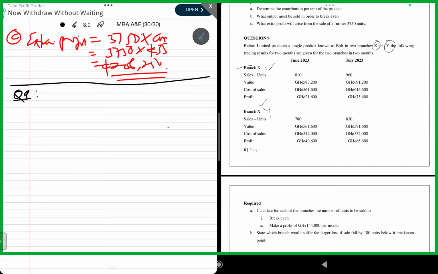sales in units 960, in value 691,200, cost of sales 615,600. Then the profit is 75,600 Ghana cedis. In branch Y, we have sales in units, sales in values, cost of sales, and profits.